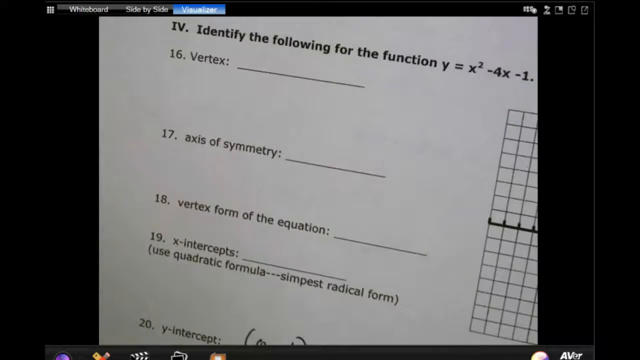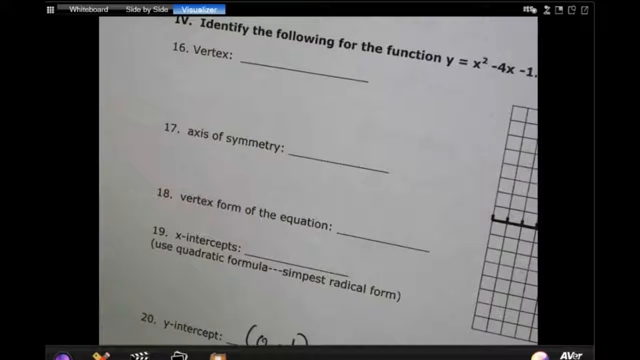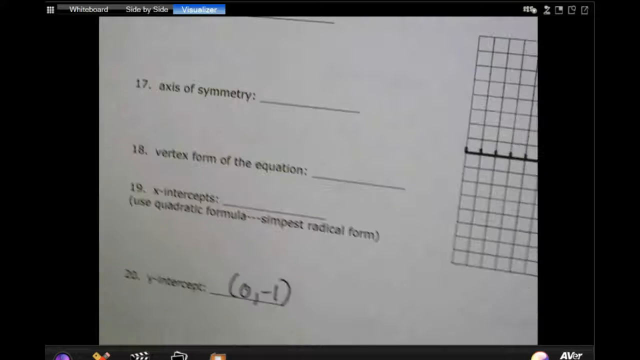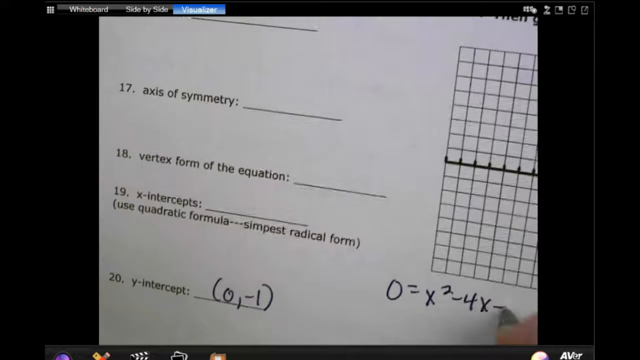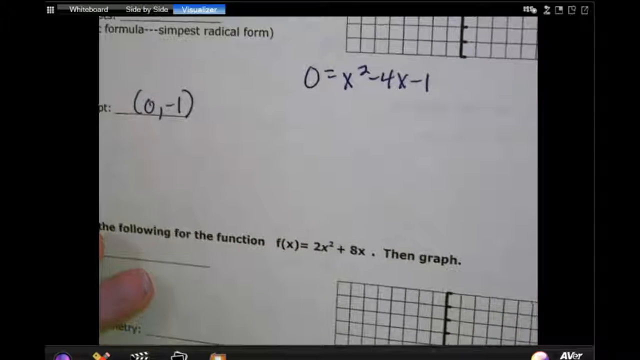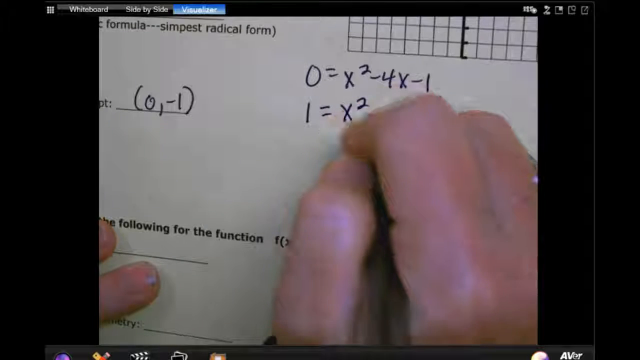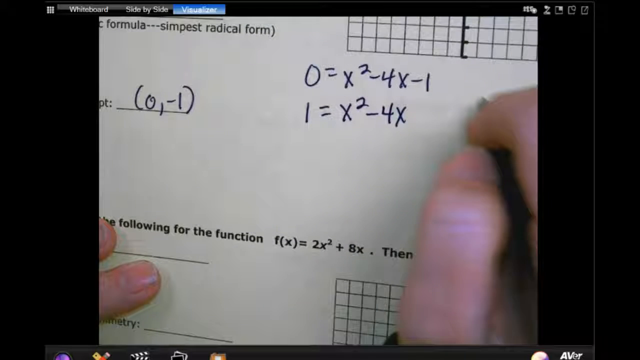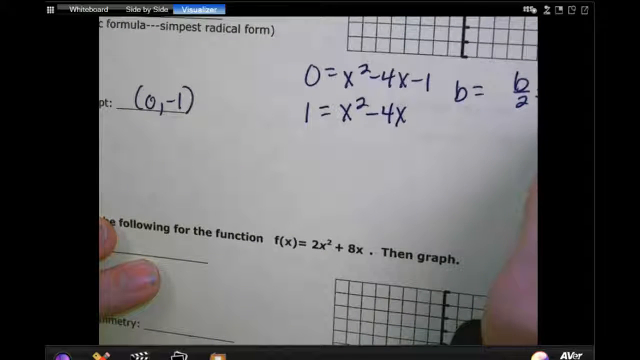So the next thing it's asking is the vertex. And to get to the vertex, if this is how I start, I'm going to write under the graph. So my first step to complete the square, does anybody remember? Move the 1. So let's get rid of the 1. And then I'm going to have my b over 2, and my b over 2 squared.